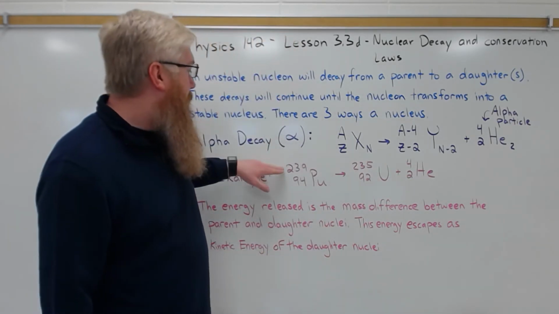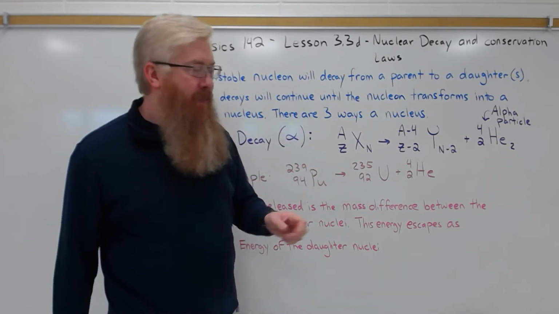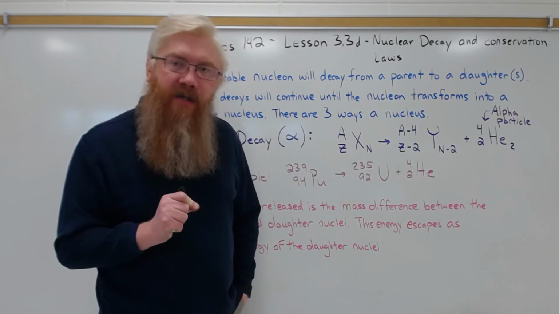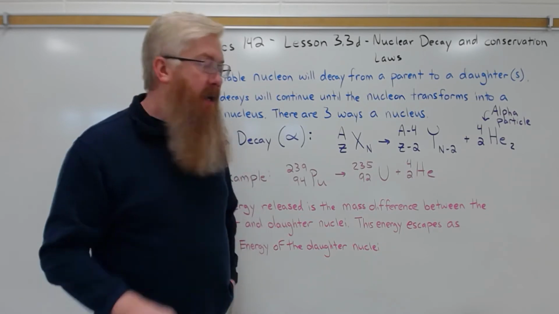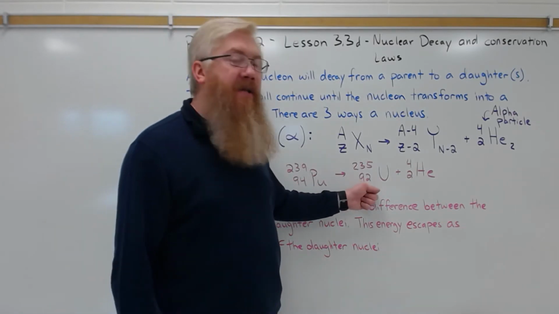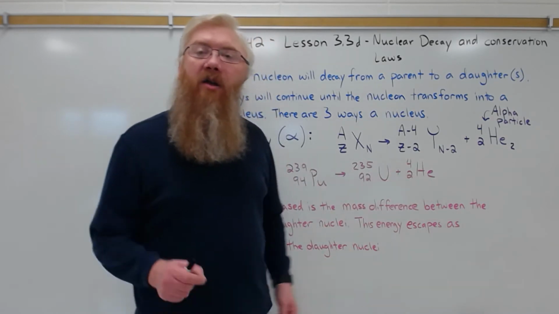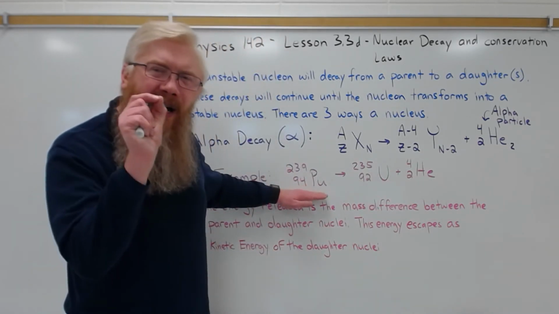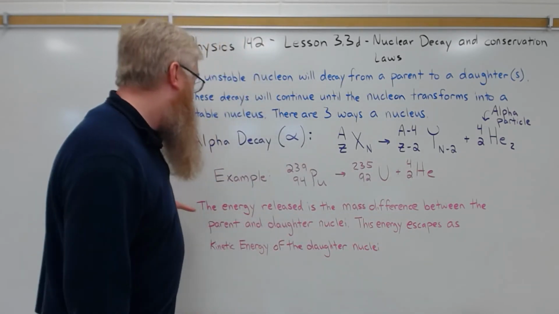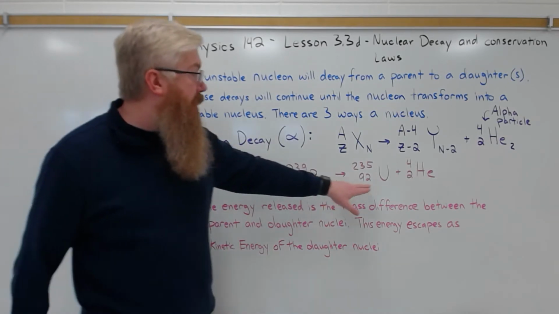Conservation laws. Atomic mass has to be conserved. The mass has to go somewhere. Well, yes and no. The number of nucleons has to be conserved, but what happens is a little bit of energy is lost because a little bit of mass is lost. If you actually calculate the total mass of plutonium-239 and compare it to the combined mass of uranium-235 and a helium nucleus, helium-4, you'll find that plutonium weighs a tiny bit more than these two put together. Where does that missing mass go? It's released as energy. That missing mass goes into the kinetic energy of the helium nucleus.